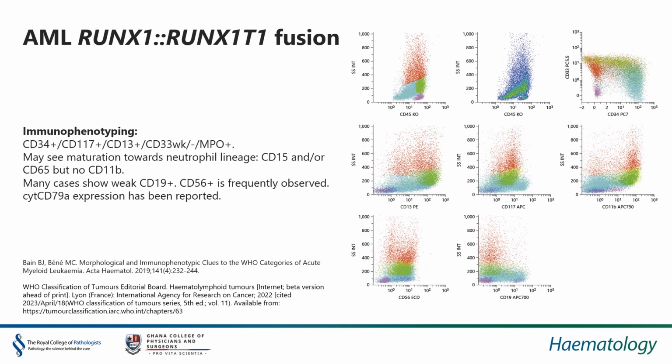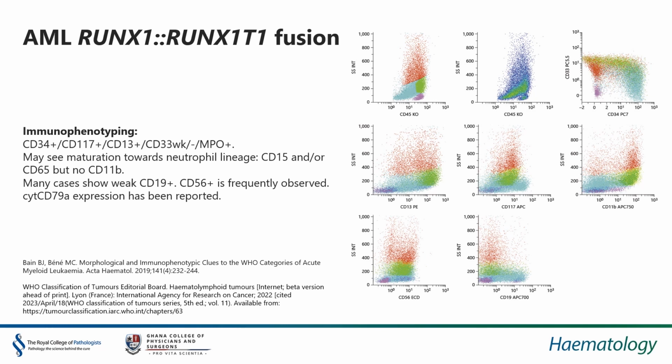Now the blast cells are expressing CD34 and a weak CD33, as well as CD13 and CD117, but they're not expressing CD11b, which is what stains the monocytes and the neutrophils. So the blast cells and the monocytes and sort of part of the neutrophil population express CD56. And you can see there's also an aberrant expression of CD19 by the blast cells.